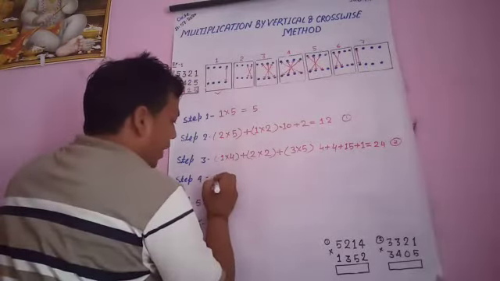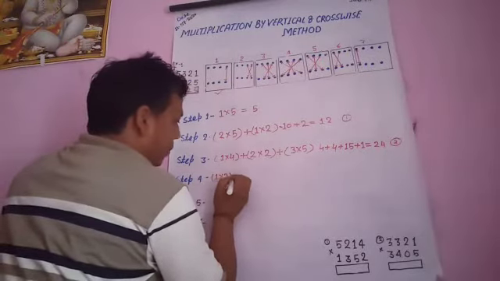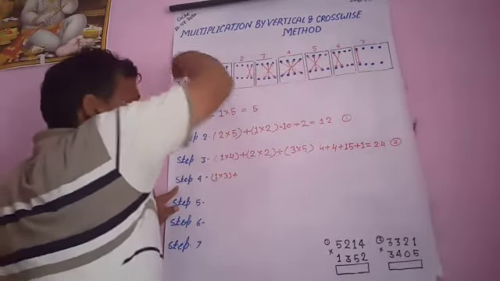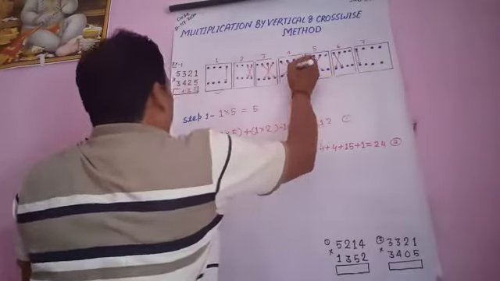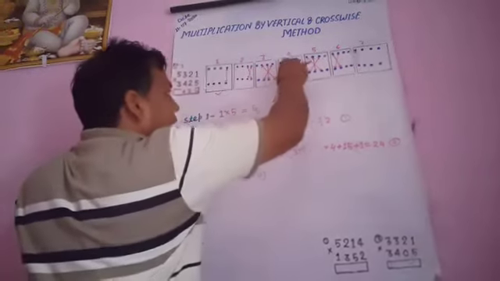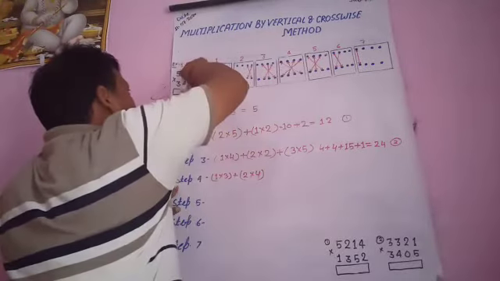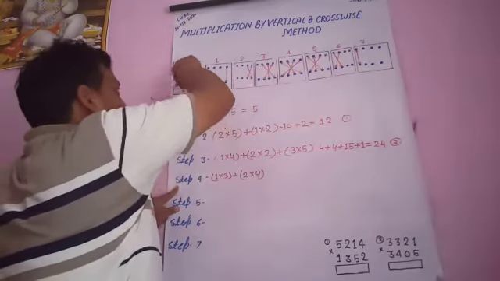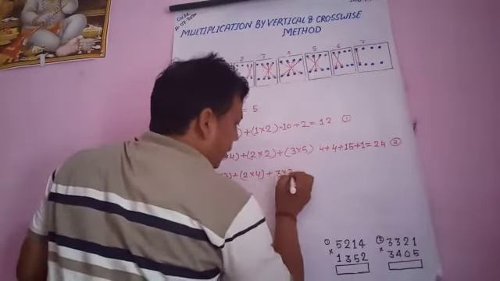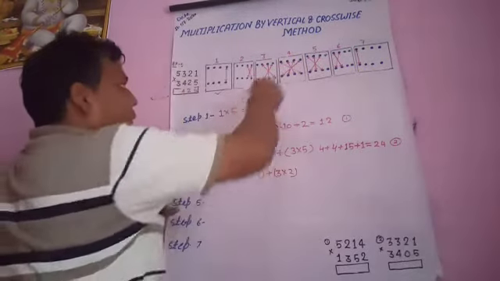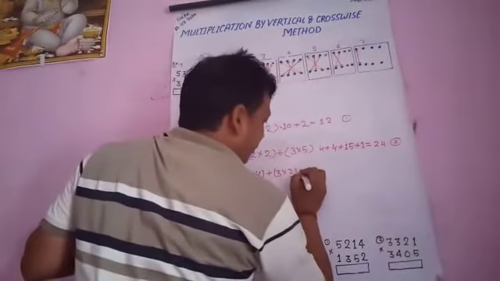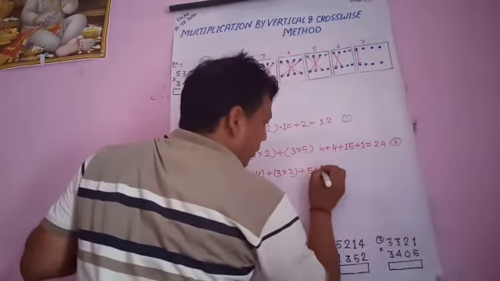First, 1 into 3 plus 2 into 4, and the third is 3 into 2, and the next is the last, 5 into 5.